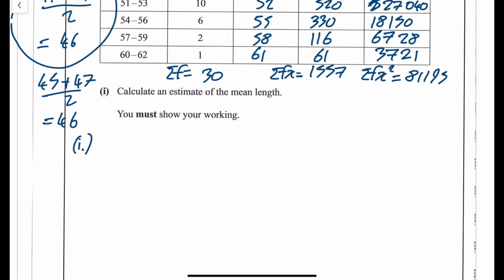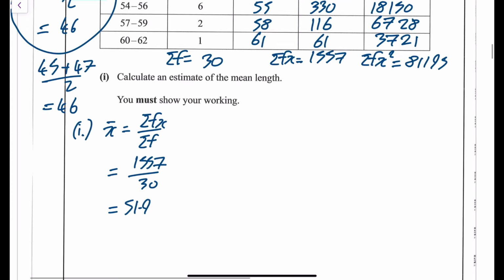So for part 1, we need to find our mean, which is sigma fx divided by sigma f, which is 1557 over 30, and that worked out to be 51.9. Part 2, on the next page, asks you to find the estimate for the standard deviation.